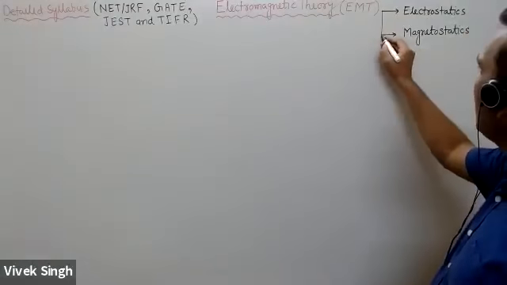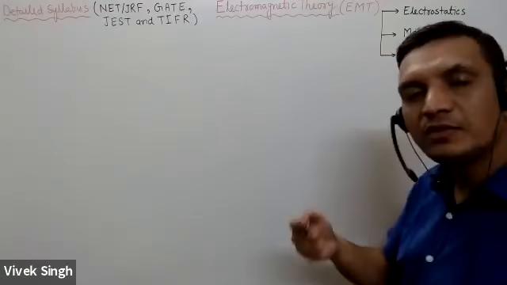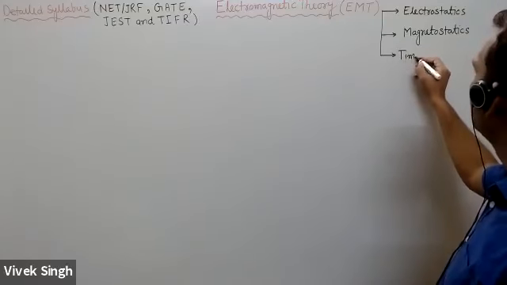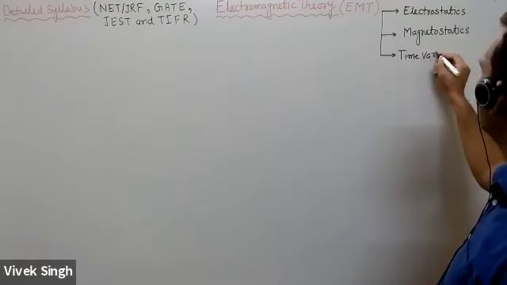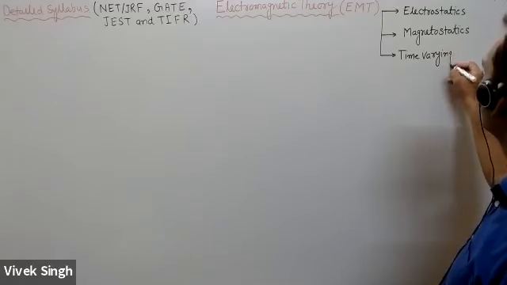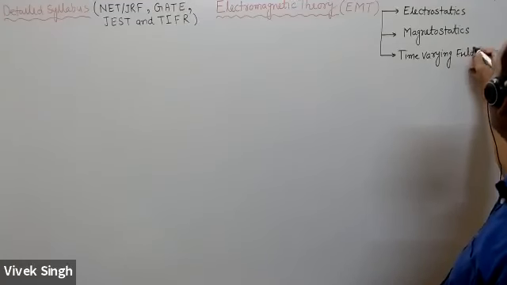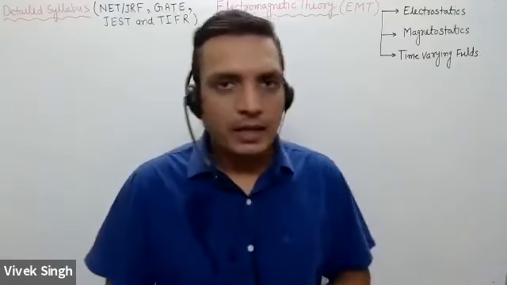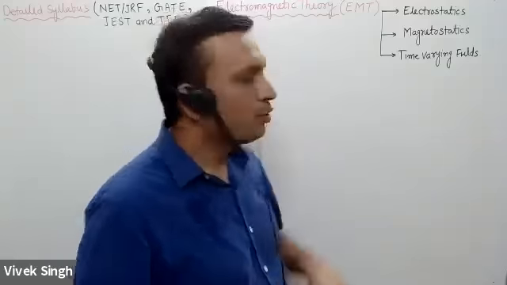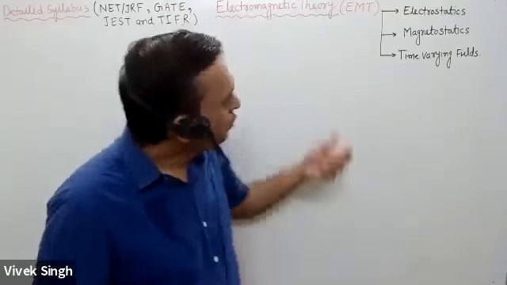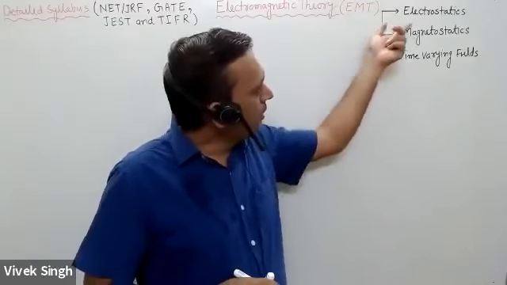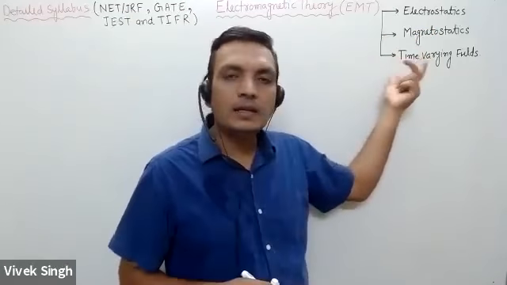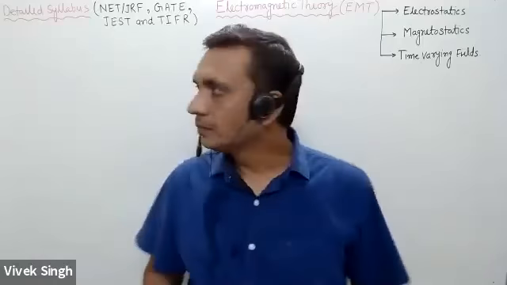And third is the time varying field, in general when E and B are functions of time. So we call these fields time varying fields. That is the broad category of electromagnetic theory. So let us see what different topics we will study in electrostatics, magnetostatics, and then in time varying field.